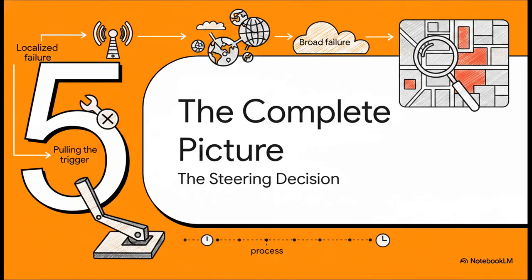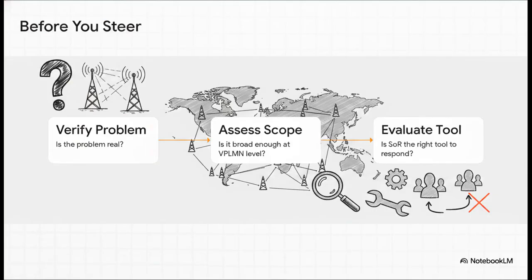Section 5. The complete picture and making the steering decision. So, once you have that complete picture, how does an operator actually decide to pull the trigger when they're dealing with a localized versus a broad failure? Well, a credible roaming framework has to ask 3 vital questions before doing anything at all. Step 1, is the problem actually real or is it just a weird anomaly? Step 2, is it broad enough to actually matter at the visited network level? And step 3, is steering of roaming even the right tool to fix it? You have to ask these questions. Otherwise, operators might needlessly move thousands of subscribers to a totally different network just because of one malfunctioning cell tower at the airport. You only steer if the combined data proves it is a broad enough issue to justify it.